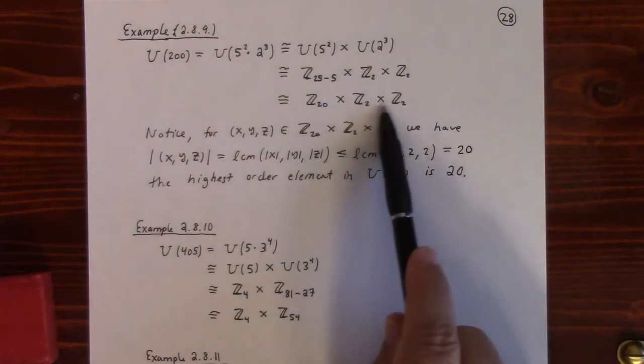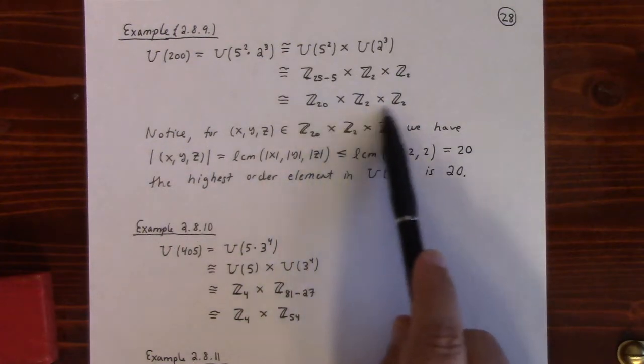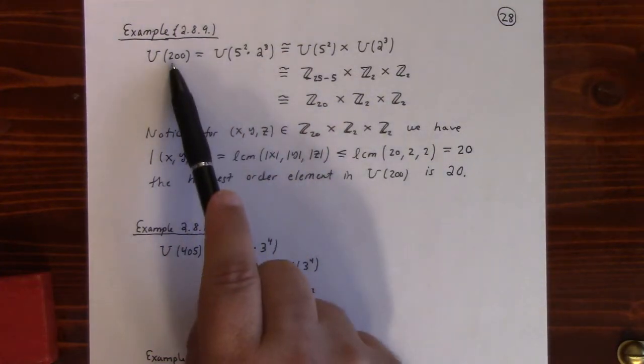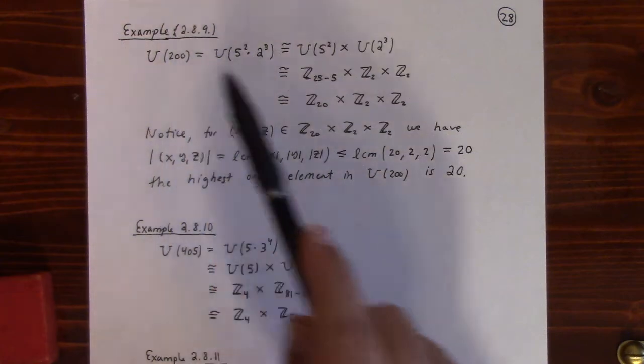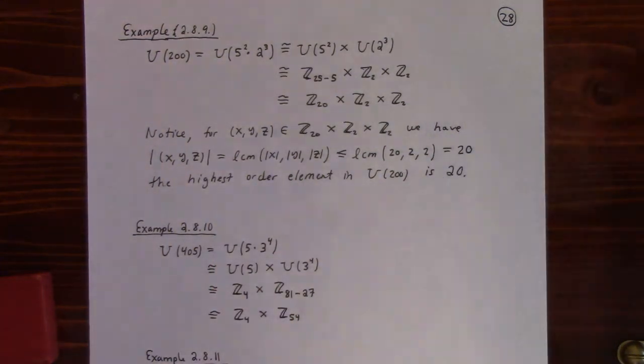Right? So if I understand what are possible orders of elements in this Cartesian product, it tells me what's possible order of elements in the group of units of order 200. In fact, you can't have modulo 200 a unit which has order higher than 20. That's what this proves.